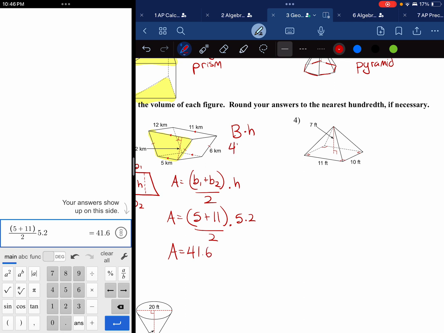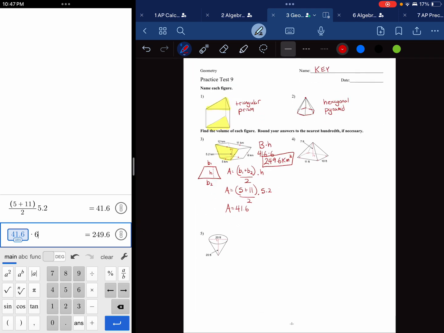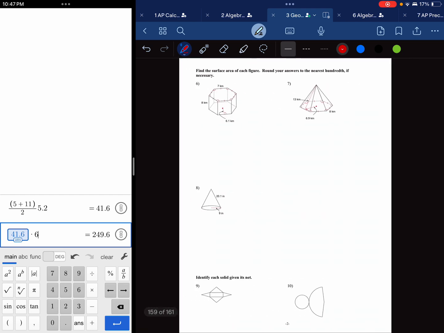So this base area is 41.6, and I need to multiply that by the height. The height in this case is this length coming out of the surface area, which is 6. So it's going to be multiplied by 6. So I just need to multiply, let's say answer times 6, and we get 249.6. Our units here are going to be kilometers, and because we're in the third dimension, it's going to be kilometers cubed. And I do want to check my work. So 249.6 kilometers cubed.